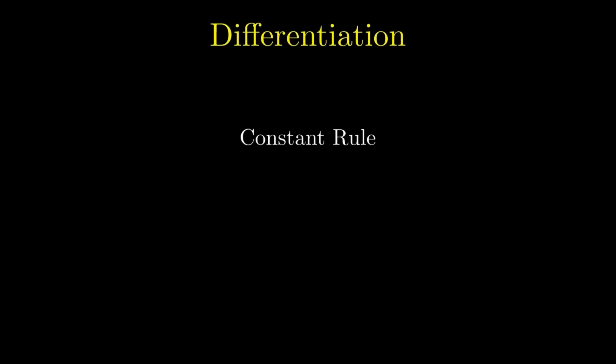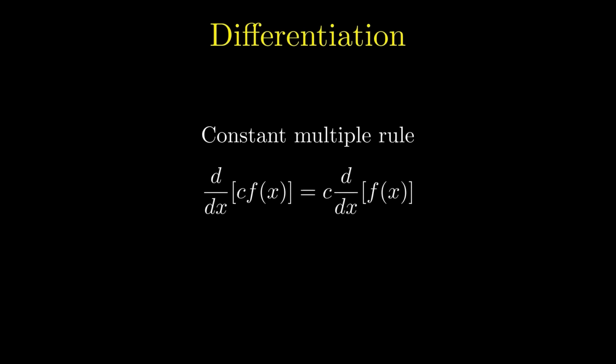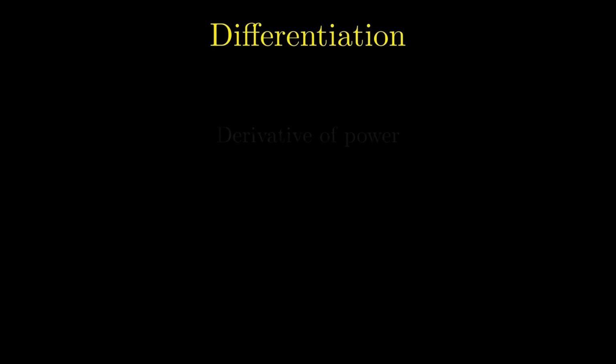Constant rule. The derivative of a constant function is 0. y equals f of x equals c, dy over dx equals 0. Constant multiple rule. The derivative of a constant multiple times a function equals the constant multiple times the derivative of the function. d over dx of c f of x equals c d over dx of f of x.